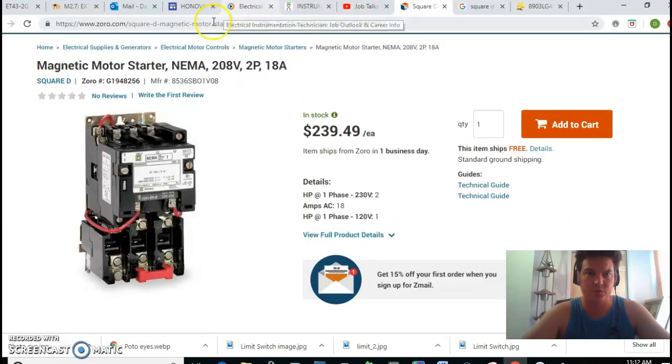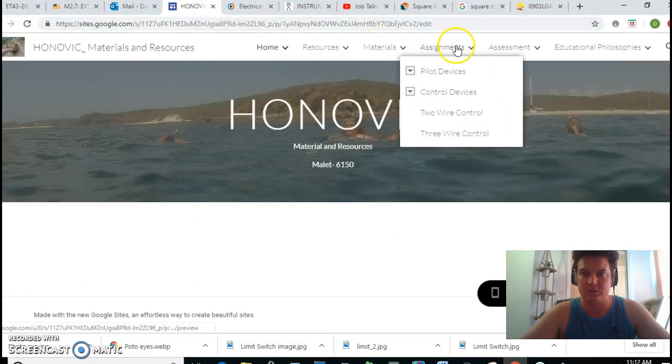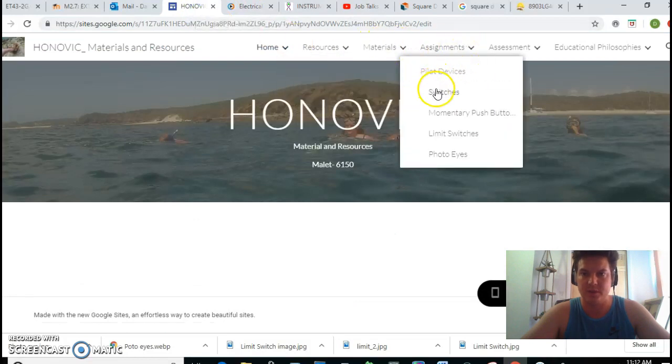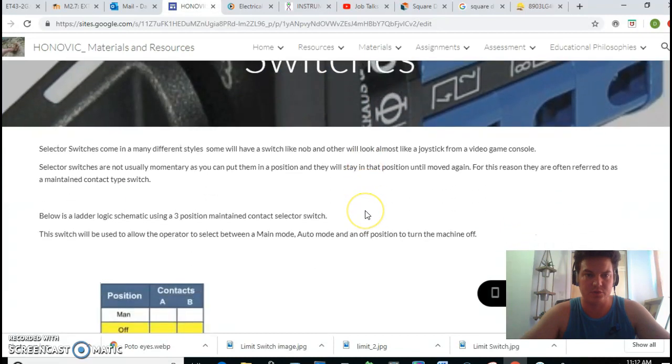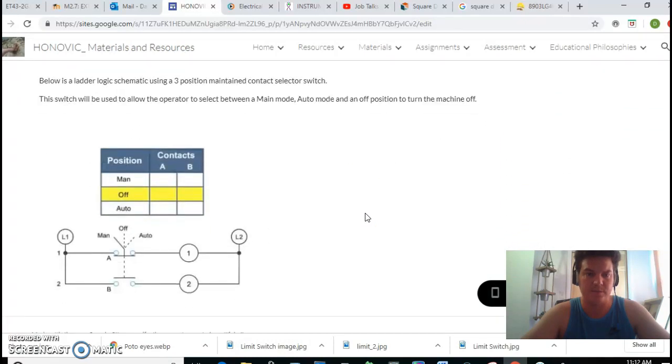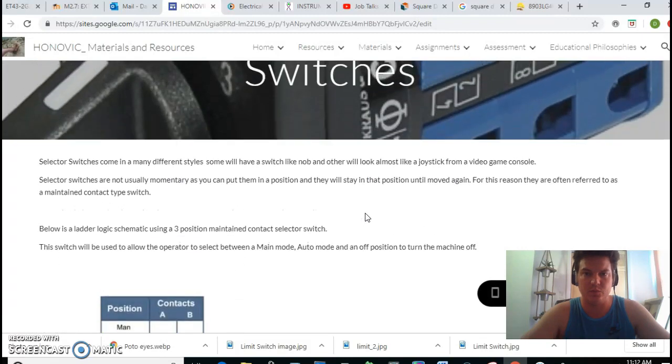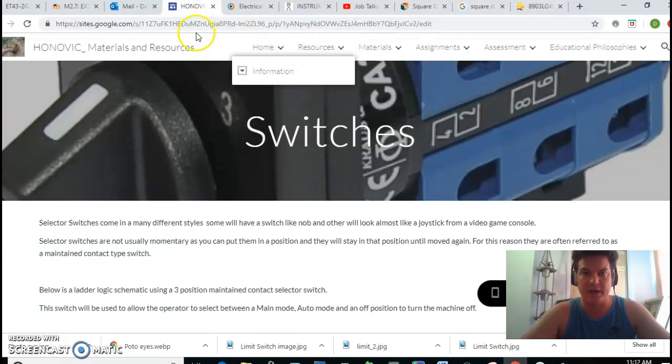We introduce them to pilot devices, as you can see here in one of my assignments. So pilot devices, we start off with simple switches. We talk about selector switches, maintain contact switches. It will be possible for me to do it. I do have a camera and things like that. But really, I'm starting to have second thoughts.